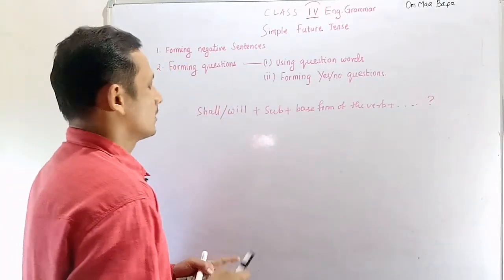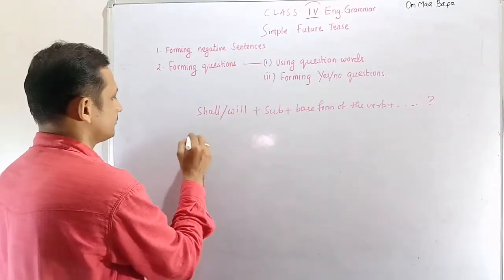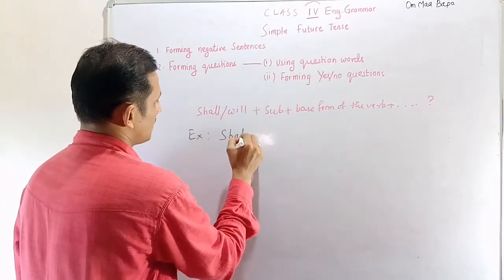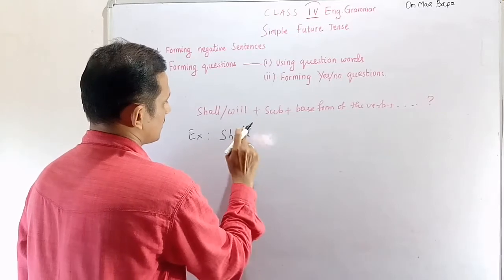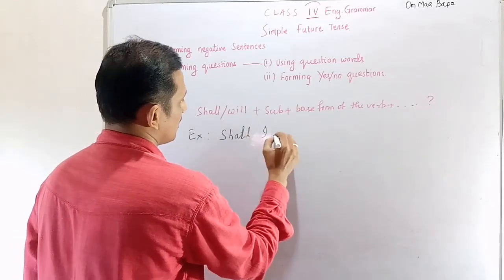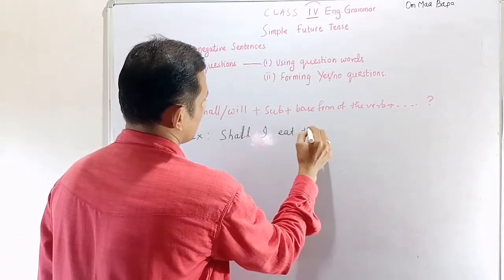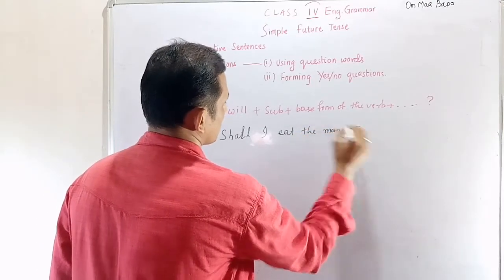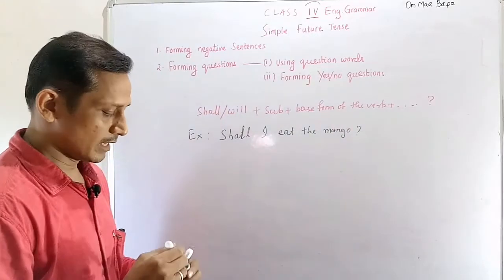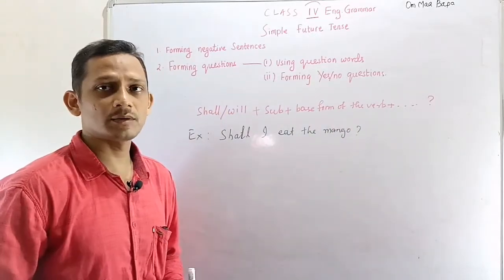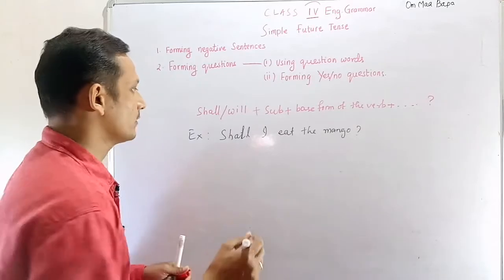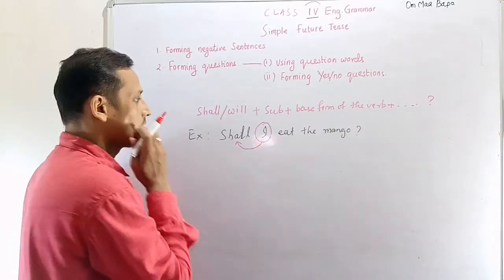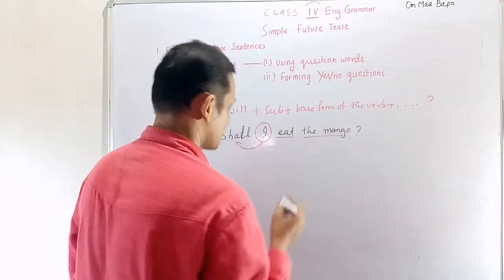Okay, for example, shall I eat the mango? Children, I told you that I and we always take shall with them. Here I is there, so I use shall, then the base form of the verb, then the rest of the sentence.